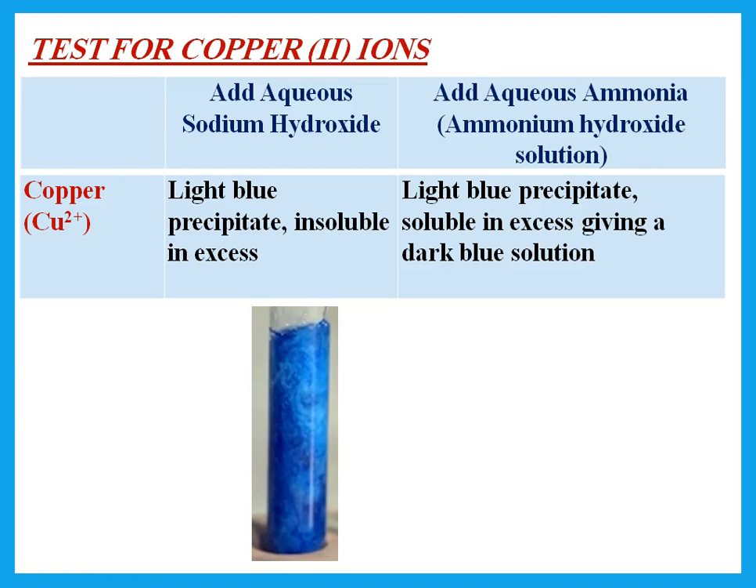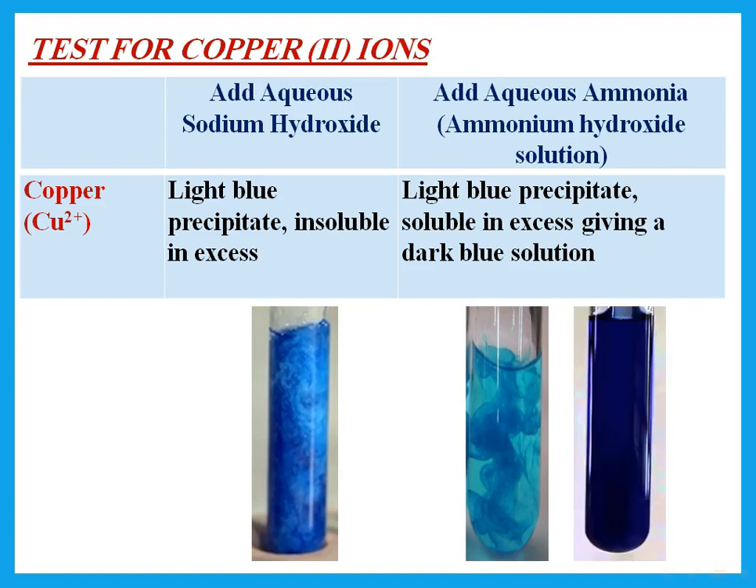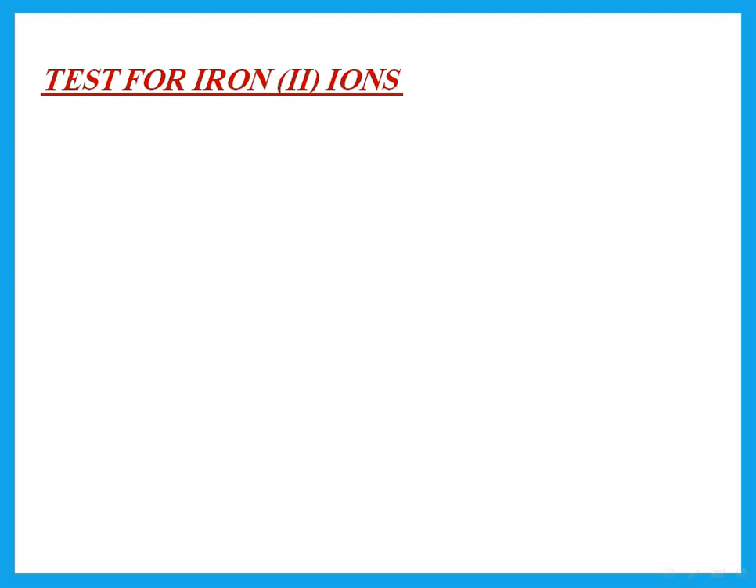But if I add aqueous ammonia, at first I will get a light blue precipitate. But if I continue to add the aqueous ammonia, the precipitate dissolves, so it is soluble in excess, giving a dark blue solution.